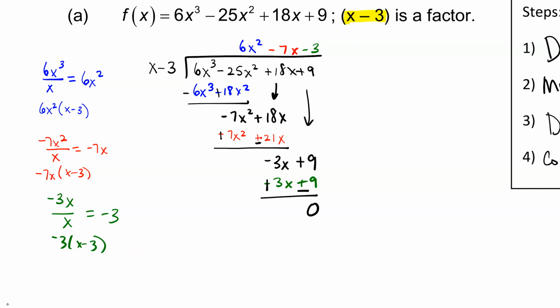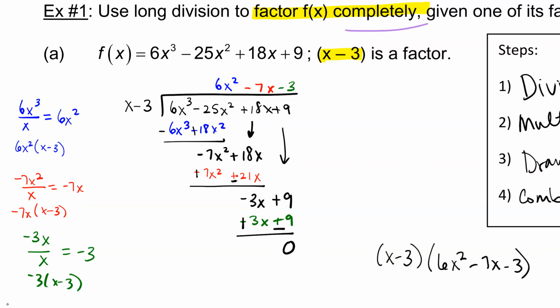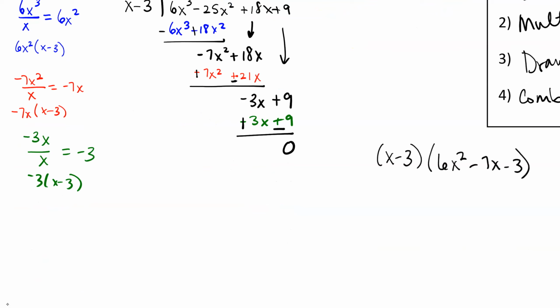Sweet. We're almost done. So far, the factors I have are x minus 3 and 6x squared minus 7x minus 3. But we have to factor completely. So, little challenge. Got to factor this portion because it's a quadratic. If it's not factorable, we can say it's prime and leave it, right? Prime means that you can't rewrite it in terms of polynomial factors. We don't want any fractions or decimals. But let's see if it is prime.